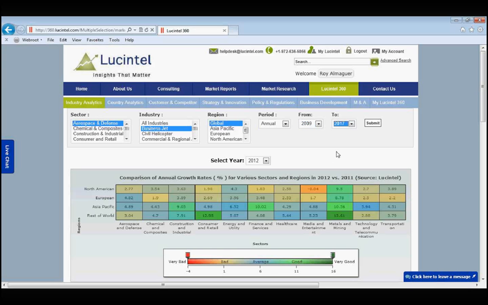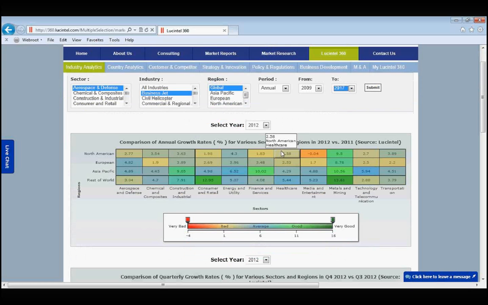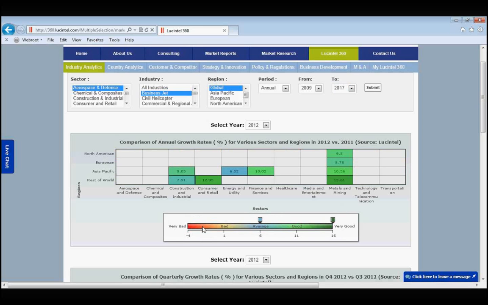Now, before I execute this command, I'd like to draw your attention to this heat map here. This will compare the annual growth rate for various sectors and regions. You'll have the breakout in terms of regions here and all the sectors that we cover here. It would tell you who's doing, in terms of very bad to very good. Let's say if we wanted to segment this between average and good, we simply slide this to the middle. And now you'll uncover industries that are doing, let's say, average to above average.